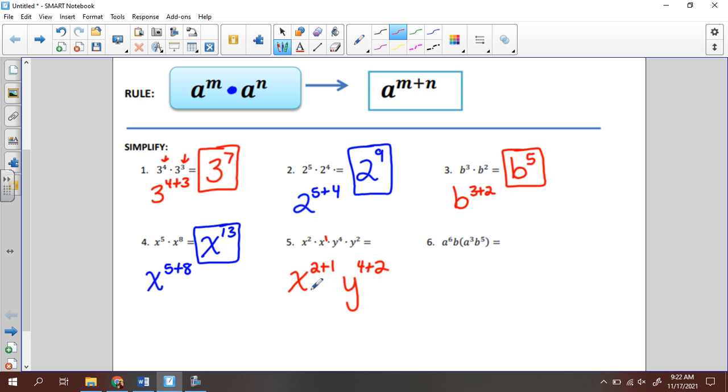All right, so let's just simplify this. We're going to sit them side by side. This is x to the what? 3rd. Right next to it, y to the 6th. Done.